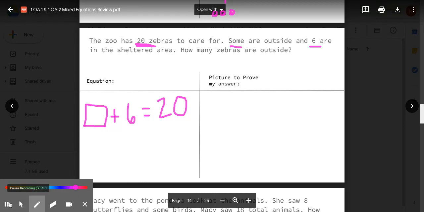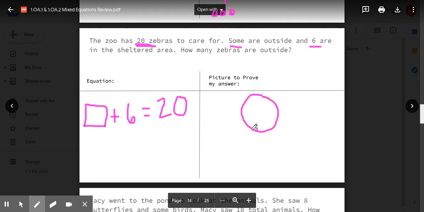Ready? Pause. All right, there are several ways you can draw a picture to prove your answer, but I am going to use a number bond. So first, I'm going to go ahead and draw my number bond. I know that 20 is my whole number, the total amount of zebras. So that number goes at the top.